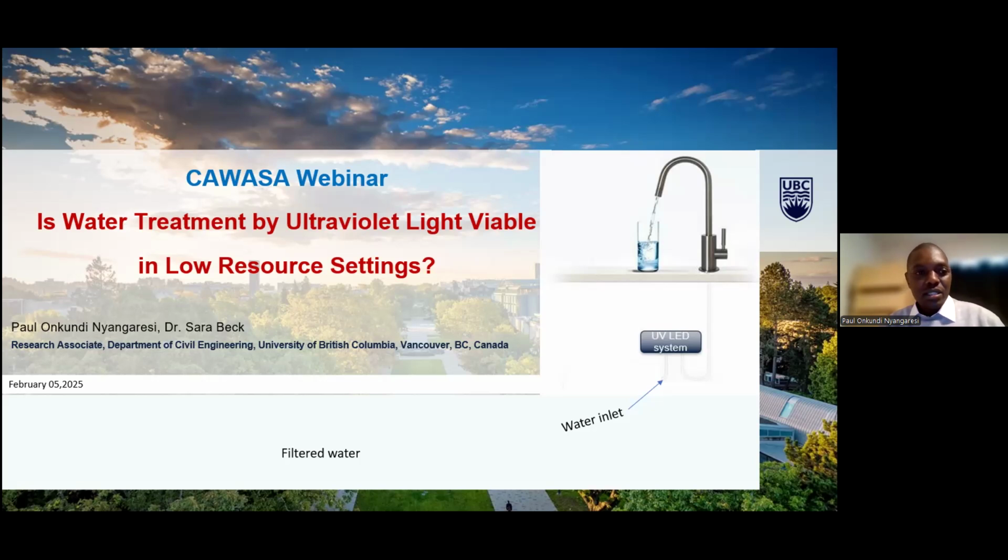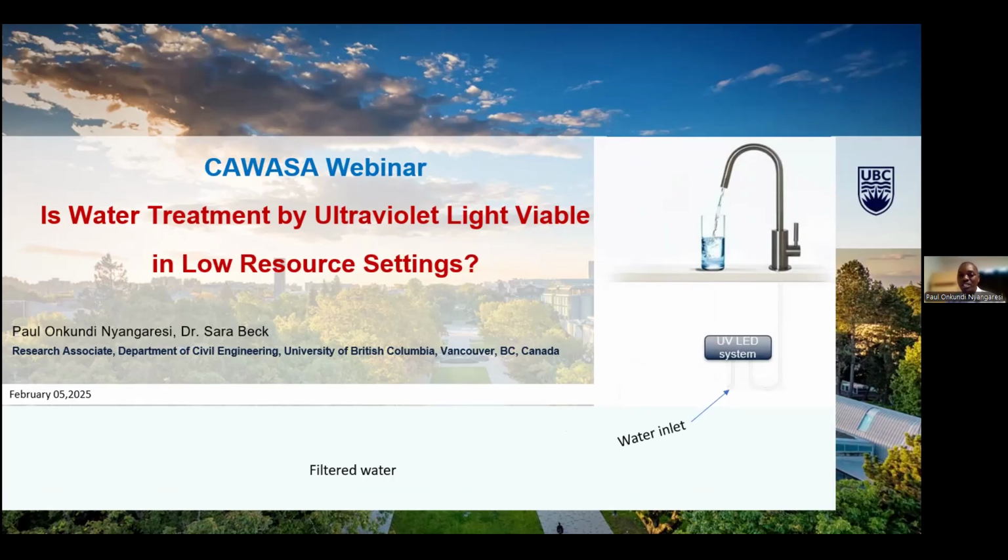So the topic of today is water treatment by UV viable in low resource settings. We really need to understand this because we are moving into an era of technology, and we now have these technologies with us, that is ultraviolet light. Then we are asking, is it really viable in rural communities, underserved communities, remote communities, marginalized communities? Can we apply it there? Therefore, today I'm going to give a brief introduction of what ultraviolet is. Some people here may know about it, but I'm not going to go into details. I'll talk just on the basics, and then I'll give a case study where we have applied the UV system.